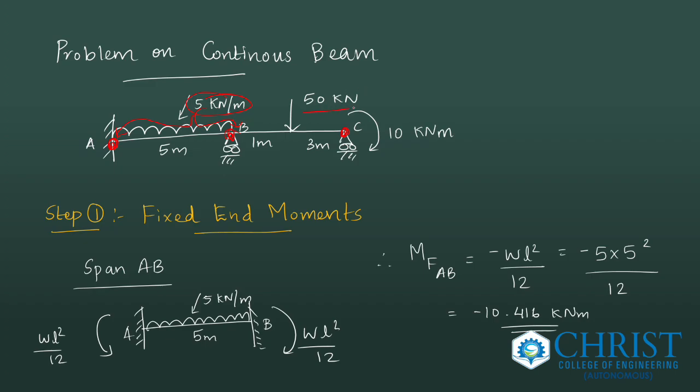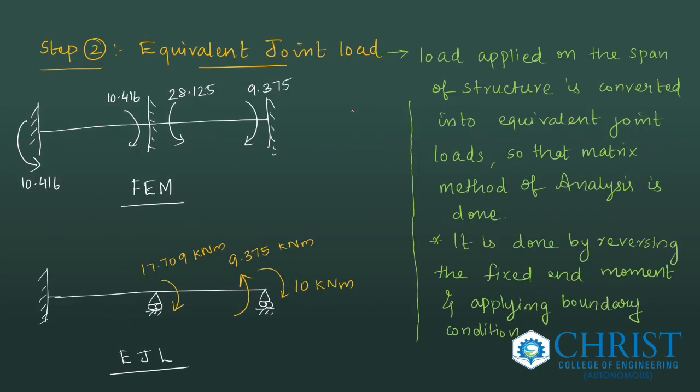Similarly, I convert the 50 kilonewton concentrated load into two joint loads, that is, load at B and load at C. So how can we find that? For that we will use the fixed end moment. What is the fixed end moment basically? The fixed end moment is a moment that will resist the applied load, right? It is equal to the applied load.